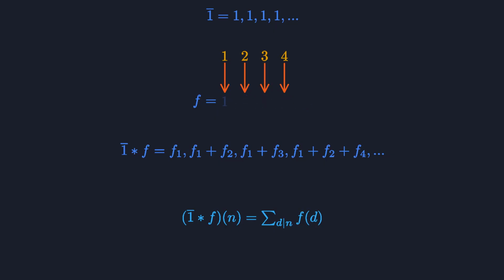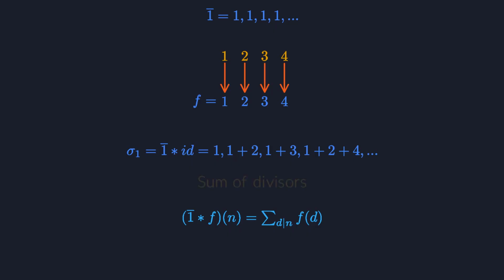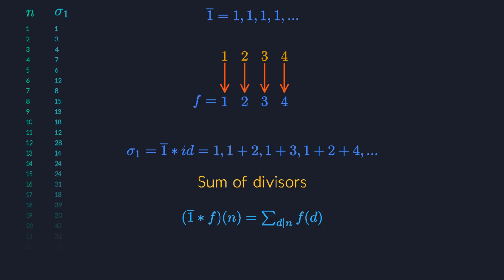So, for instance, if f is the identity function, which maps each number to itself, then the convolution with 1 bar simply gives you the sum of the divisors of n. This is known as the divisor function sigma 1. So we have now discovered a very nice little expression for sigma 1. We can write it as the Dirichlet convolution between 2 very simple sequences or functions.